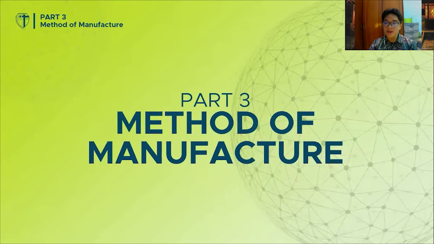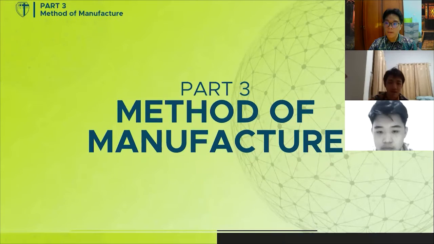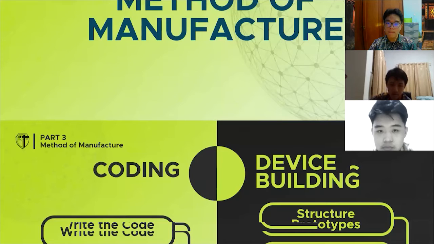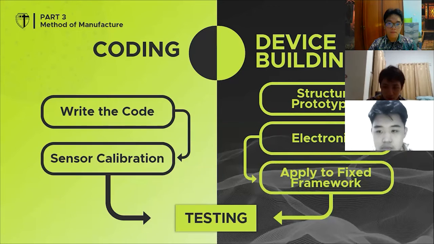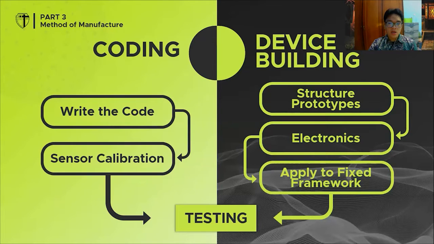In the third part, I'm going to discuss the method of the manufacture. Next slide, please. In the making of this project, the making is divided into two main parts. The first one is the coding, and the second one is the device building.